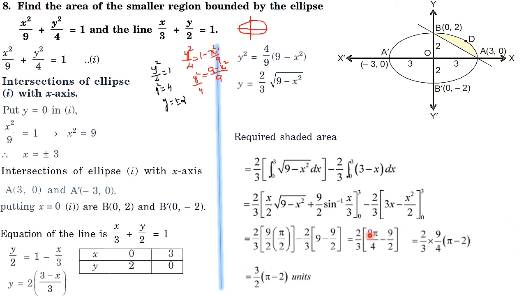Calculation I explained roughly, because it is your duty to complete it, because you should be independent in doing calculations. Just try to do it in your own way, and you should get the answer 3 by 2 into pi minus 2 units.